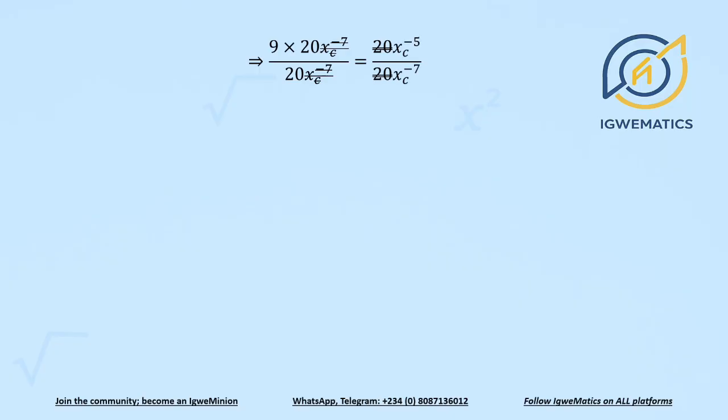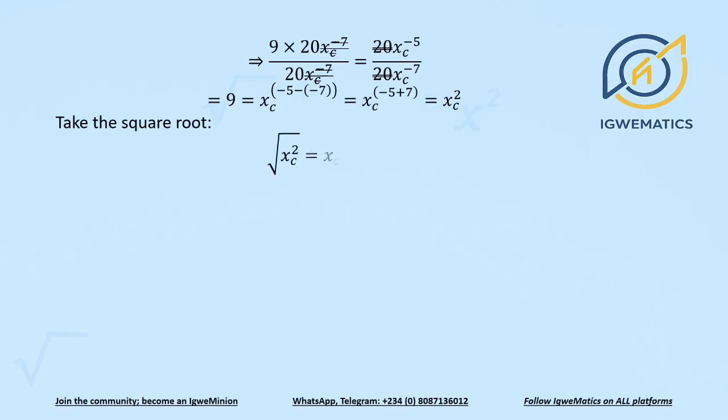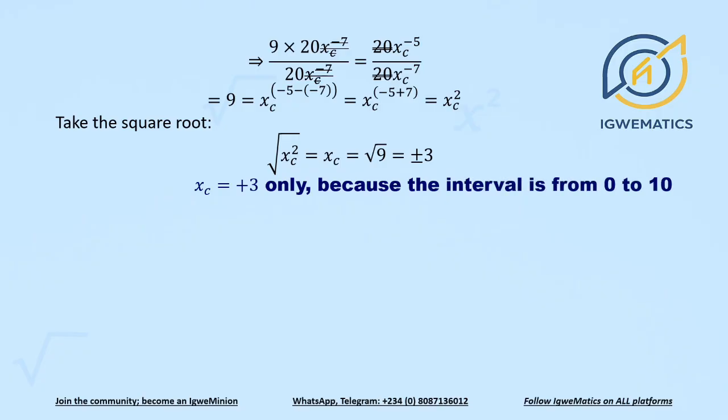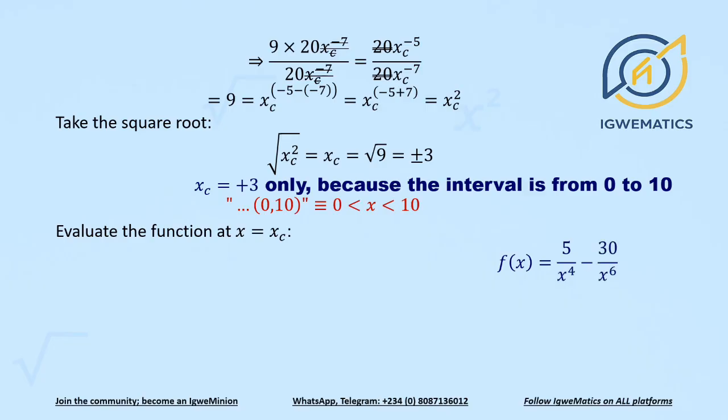Some terms cancel out, and you're left with 9 is equal to x_c squared. If we take the square root of both sides, we get x_c is equal to plus or minus 3. But we're only going to take the value of x_c equal to plus 3 because the interval is from 1 to 10 and negative numbers are not included. So we evaluate the function at x equals x_c. That means we're evaluating the function at x equals 3.